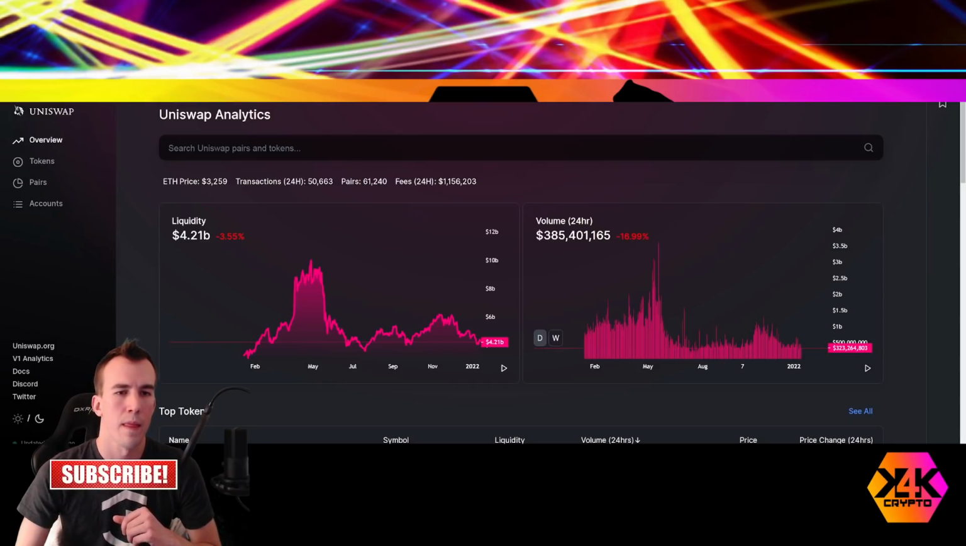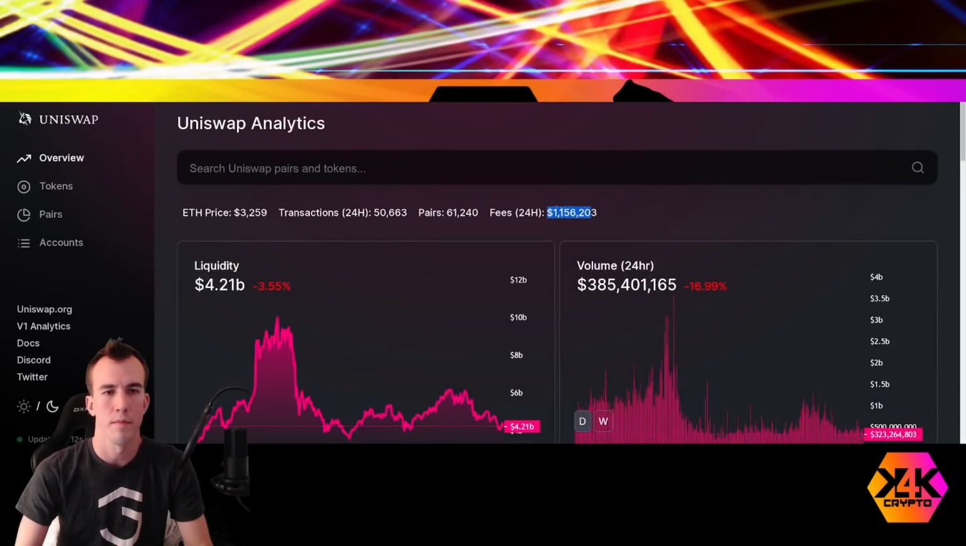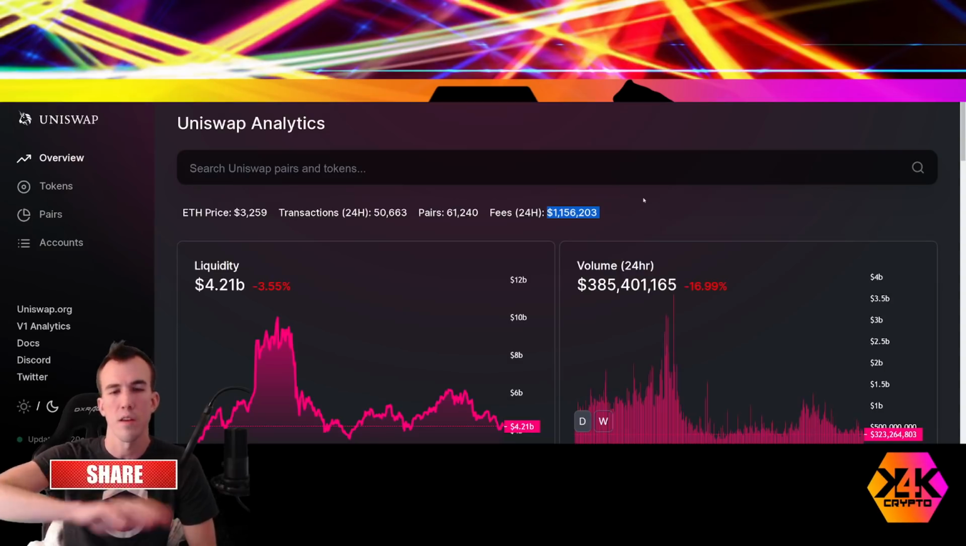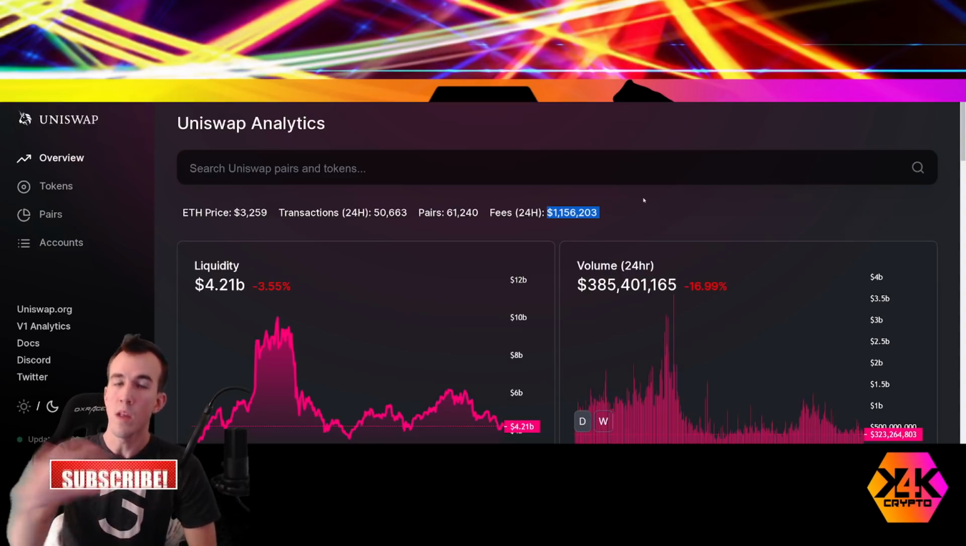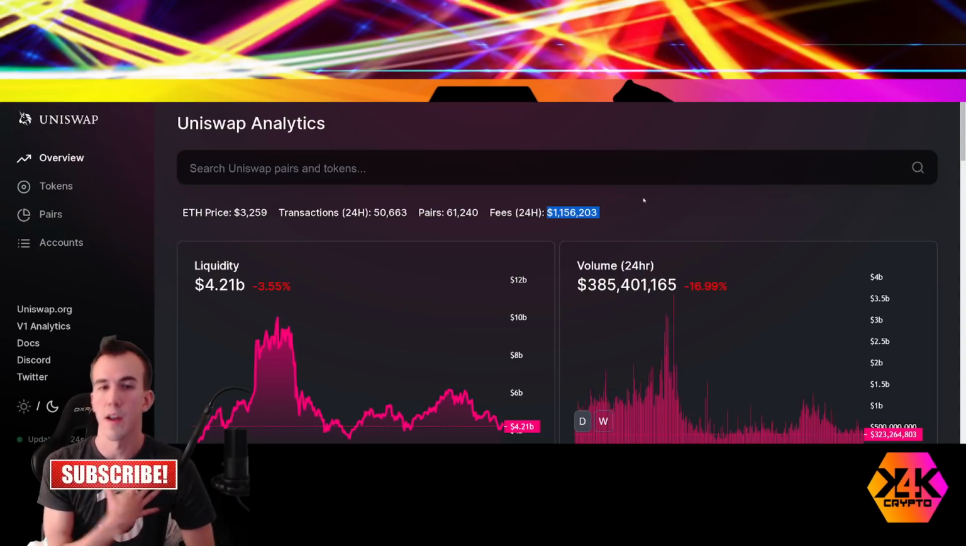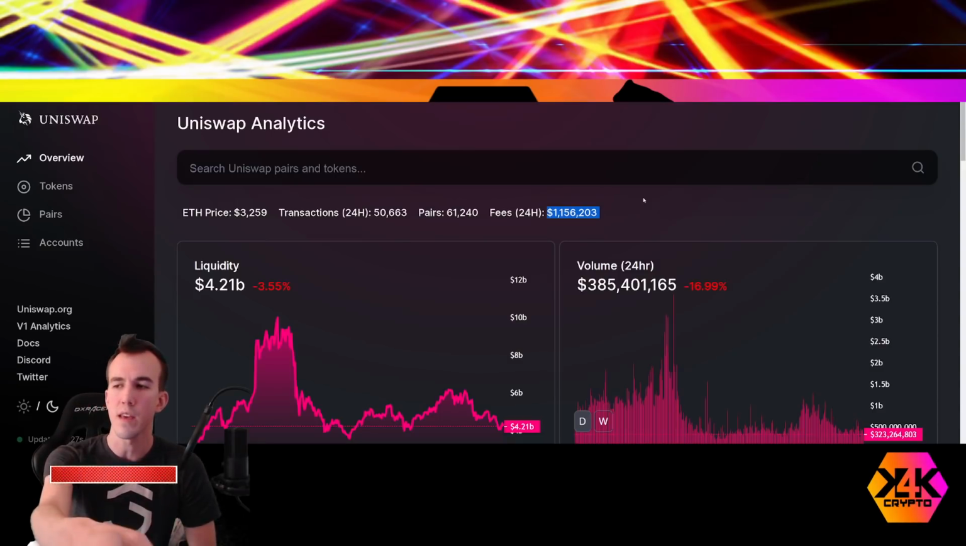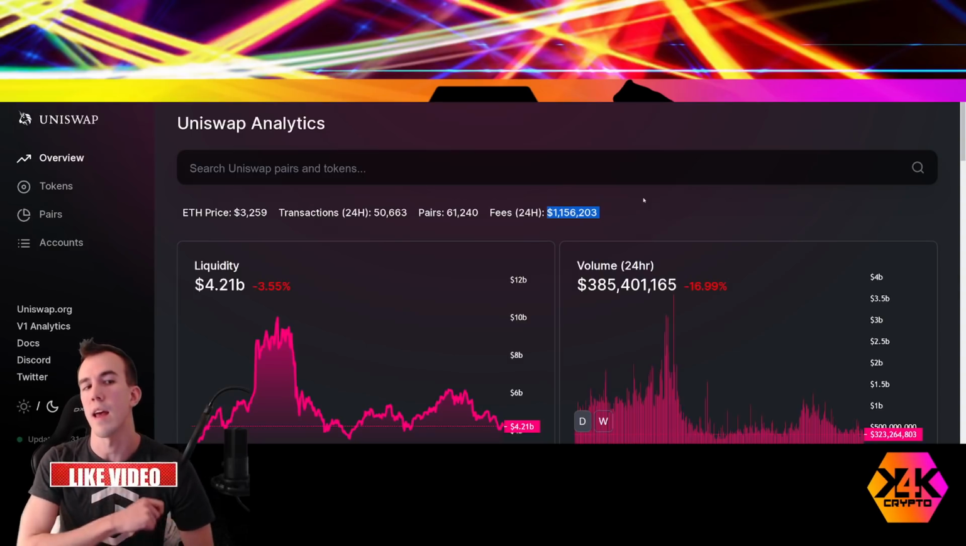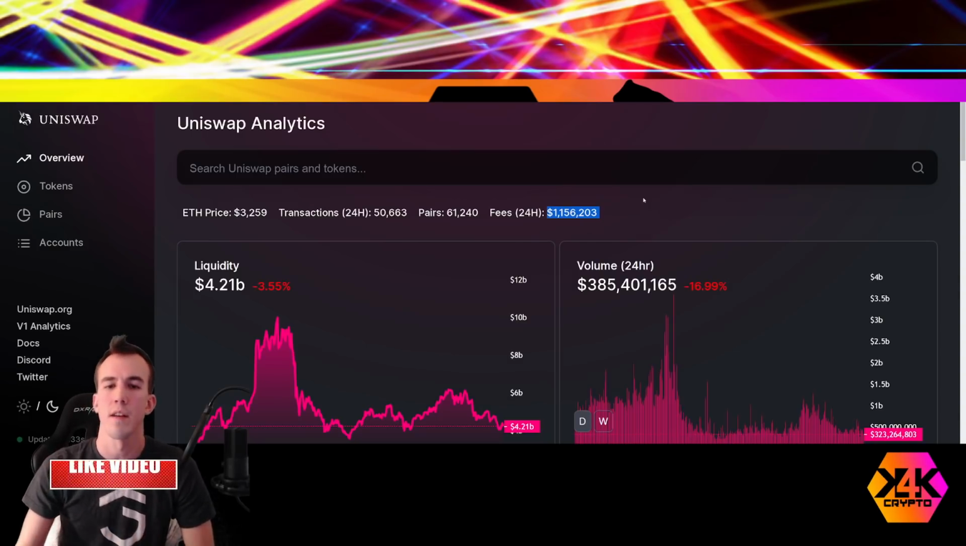So these are the fees generated. Let me zoom in here. These are the fees that all go to the liquidity providers in the Uniswap system. In PulseX, however, 21% of these fees will be used to buy PulseX every day. And that's only with $385 million of volume.